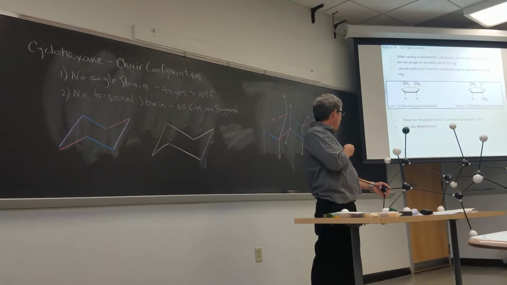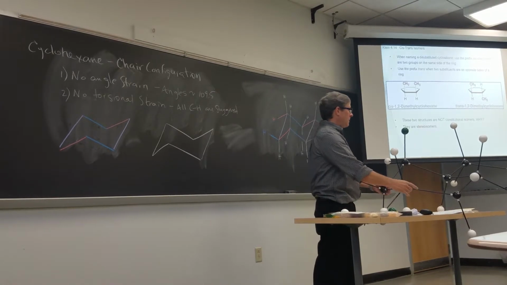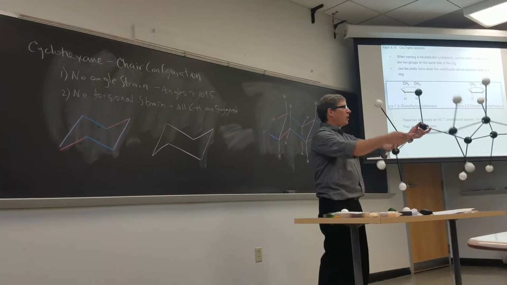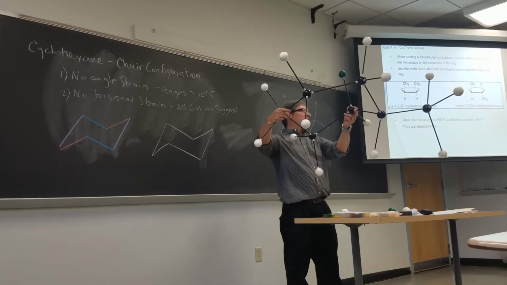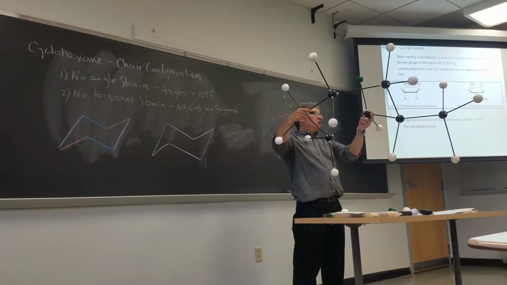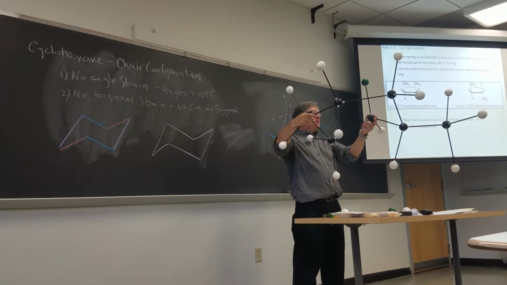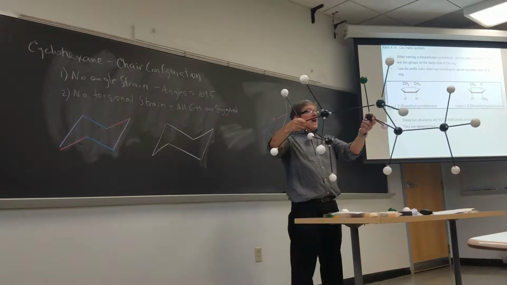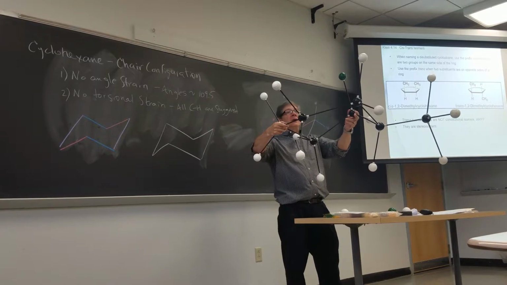So when they're both up, if we drew this out completely flat, if they're both up, that's called cis. And if I actually made this into a chair, one would be axial and the other one would be equatorial. So if two groups are on adjacent carbons and they're both in the same direction, one's going to have to be equatorial and one's going to have to be axial.